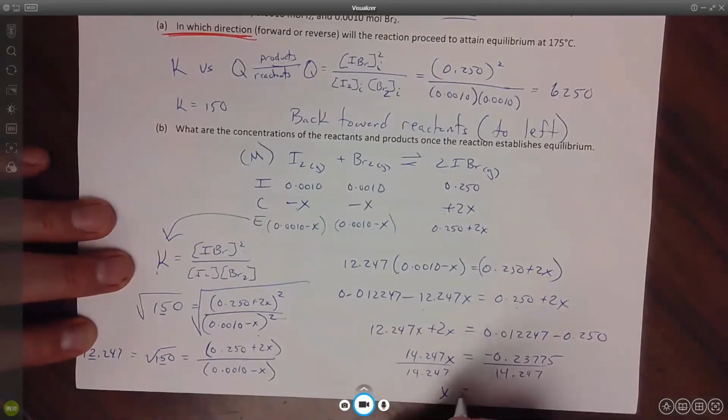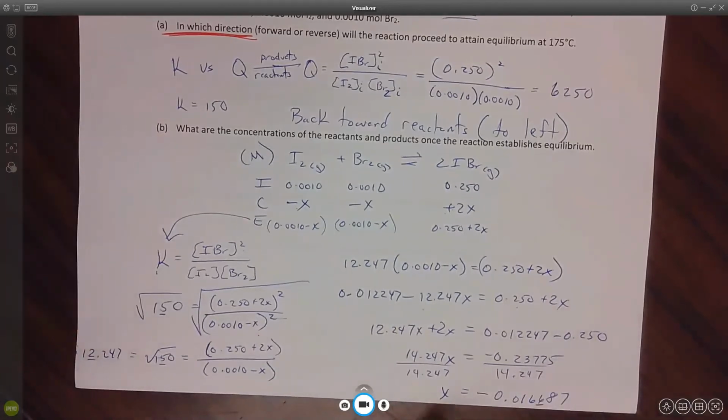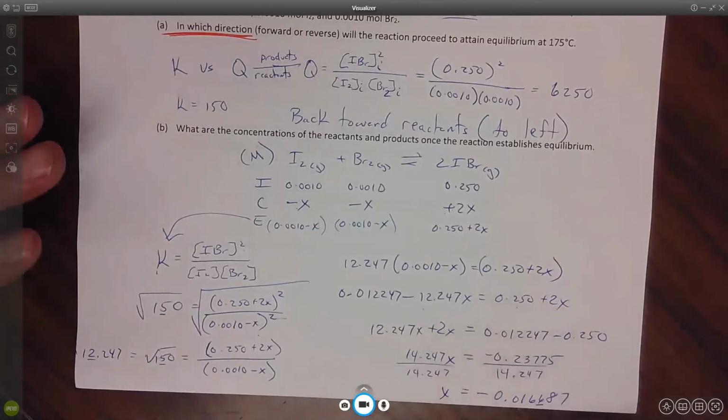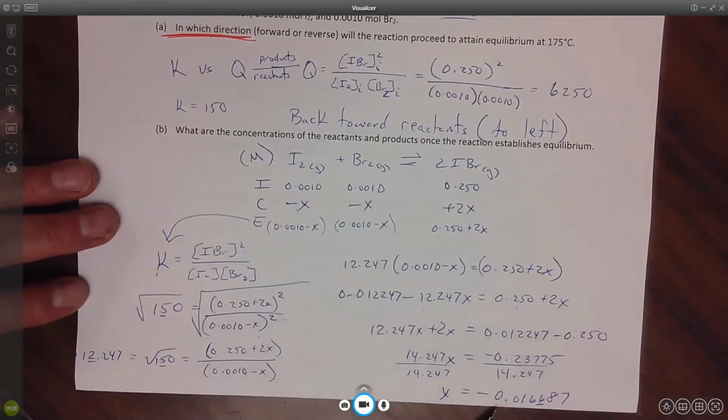And so x then is going to be equal to negative 0.016687. It actually ends up being back to 3 sig figs because of the addition and subtraction that was going on. Okay, any questions about that? So you just need to make sure that you can do this kind of stuff on your own and quickly.